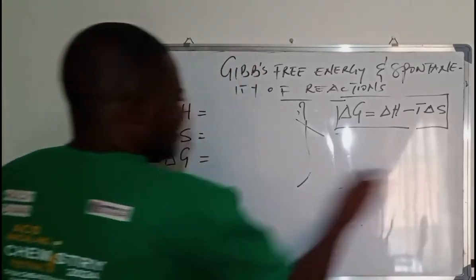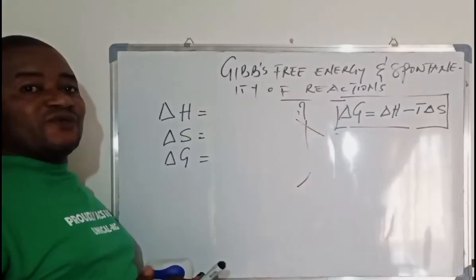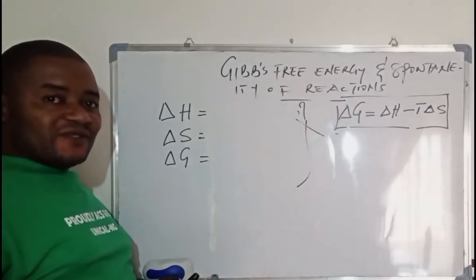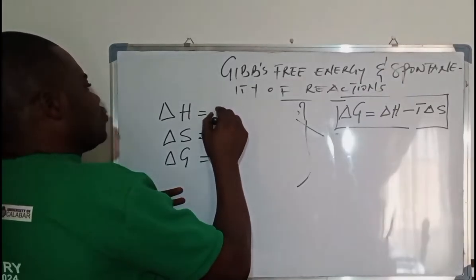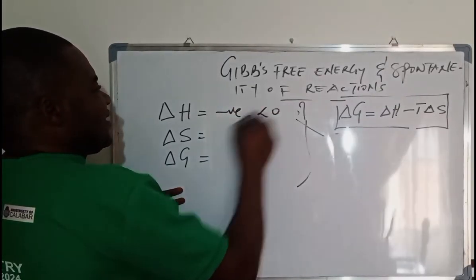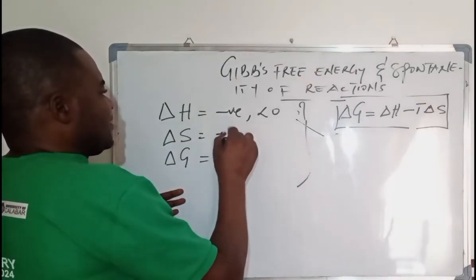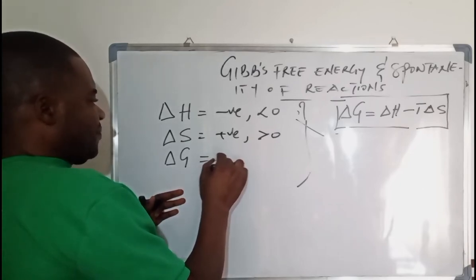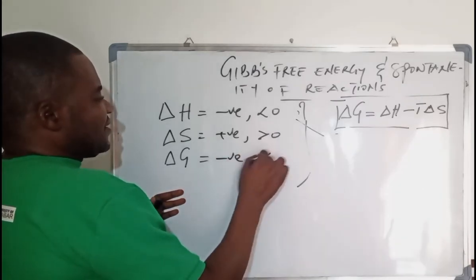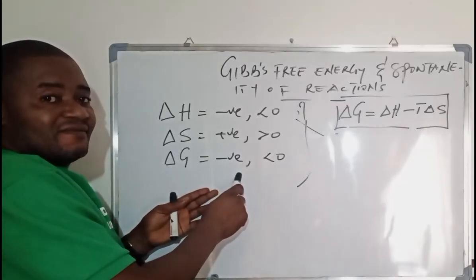Now, in the third scenario, still trying to look at how the Gibbs free energy can be used to determine spontaneity of a reaction. If the enthalpy of a reaction happens to be negative, that is less than 0, and the entropy of the system happens to be positive, that is greater than 0, we'll expect the Gibbs free energy to be negative.